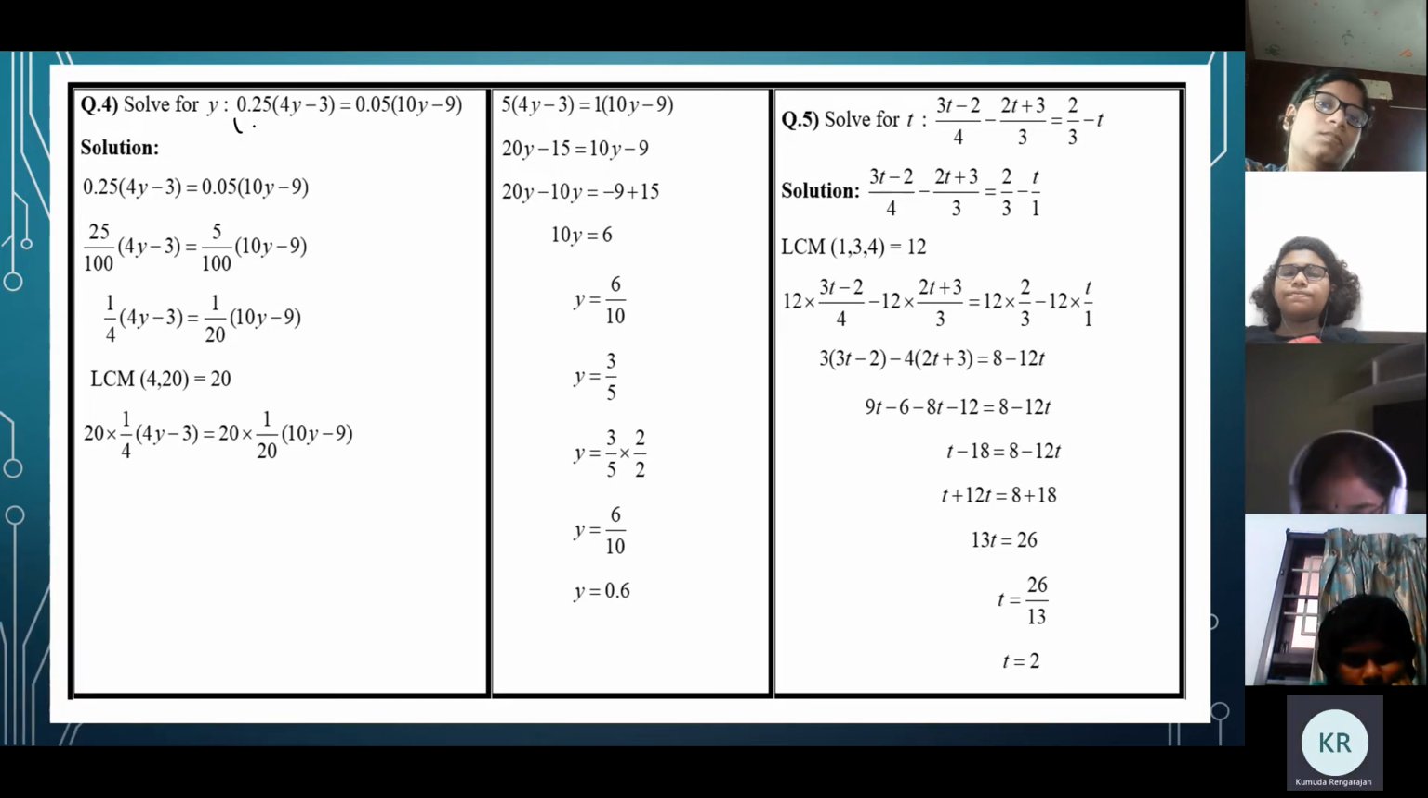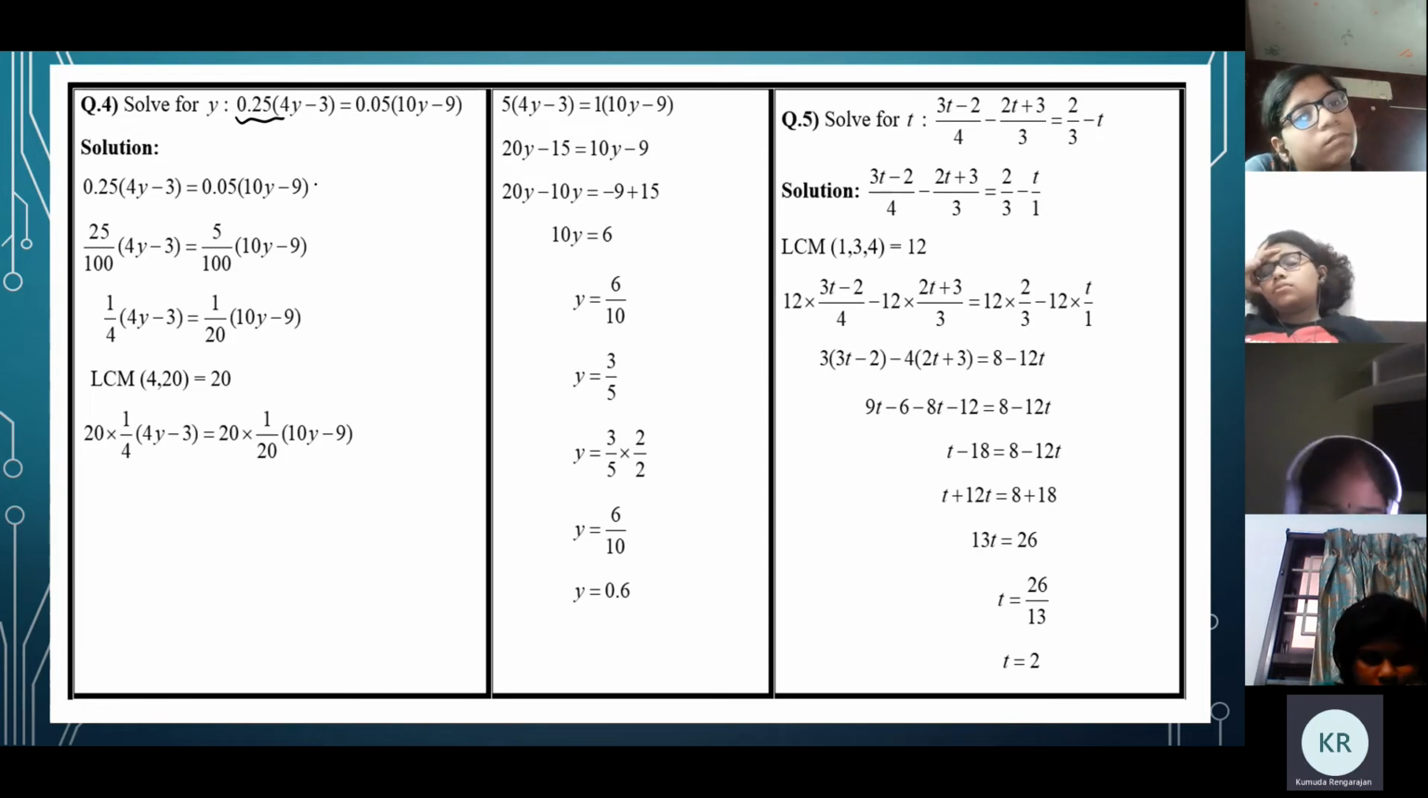This is only one term, and in the RHS also we have only one term. We have one term in the left hand side and one term in the right hand side. Okay. So first we'll write 0.25 as 25 by 100. This is the question, the equation given to us. 0.25 is 25 by 100 and 0.05 is 5 by 100.